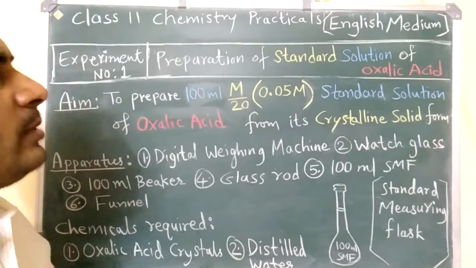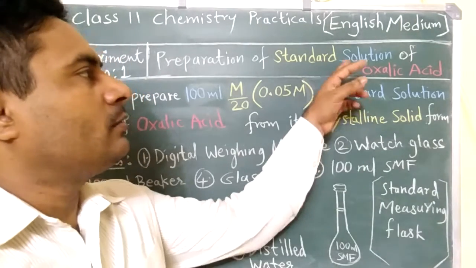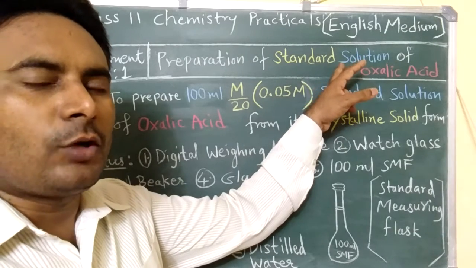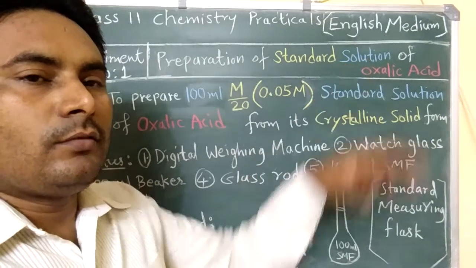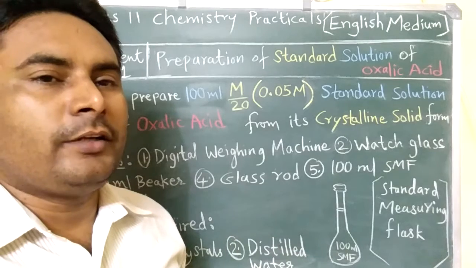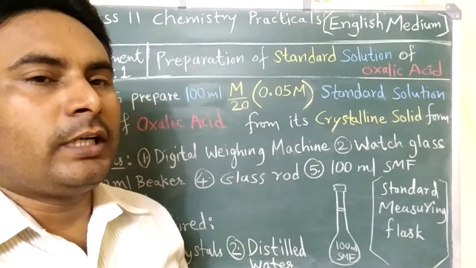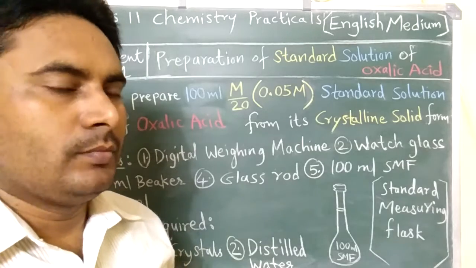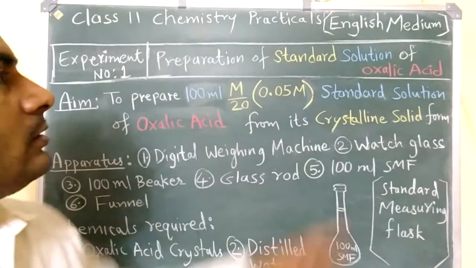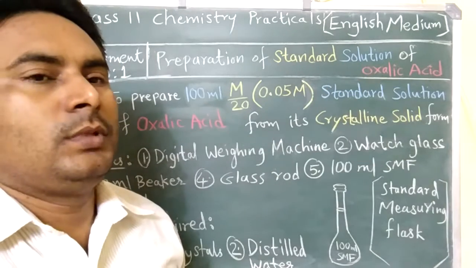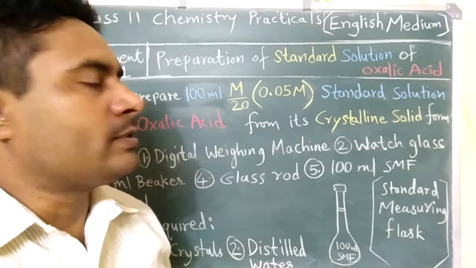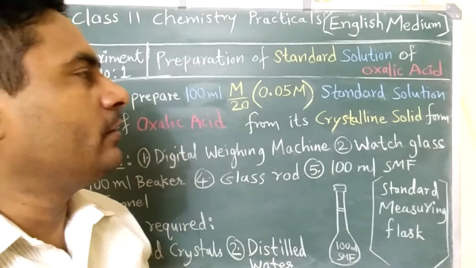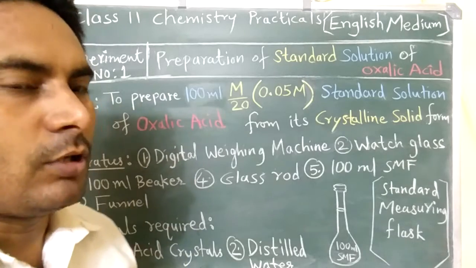Now students, all of you might be very clear with the term solution. All of you know very well what is the meaning of the term solution. We know very well that when solute is added in the solvent, the solute gets dissolved completely in the solvent, then that makes the solution. So here we are going to prepare the standard solution of oxalic acid. In the standard solution of oxalic acid, we are going to take the solute as oxalic acid crystals and the solvent as water, distilled water.